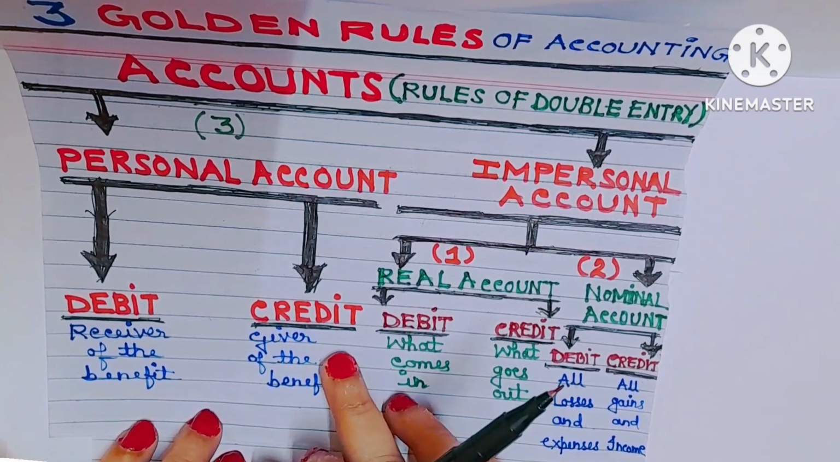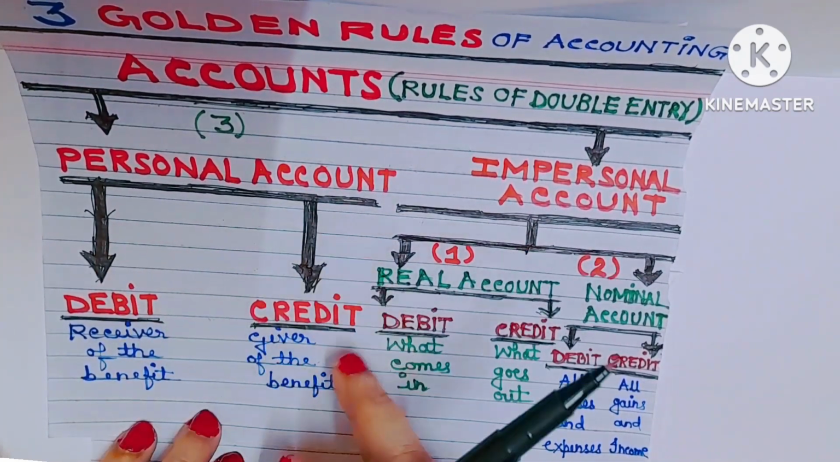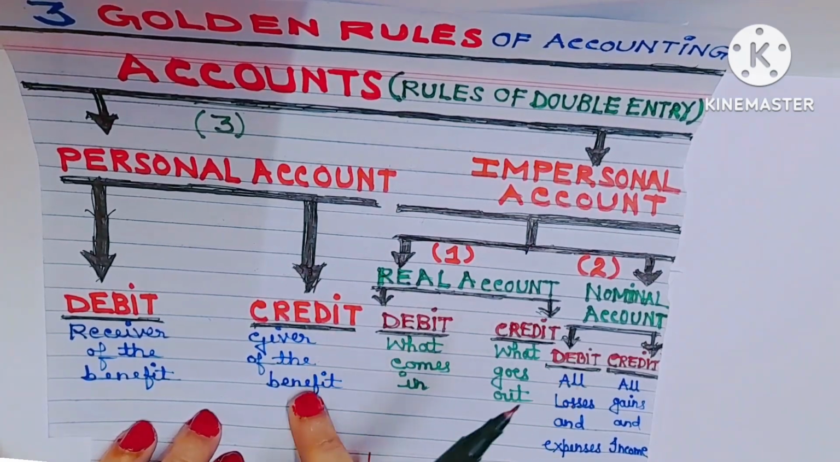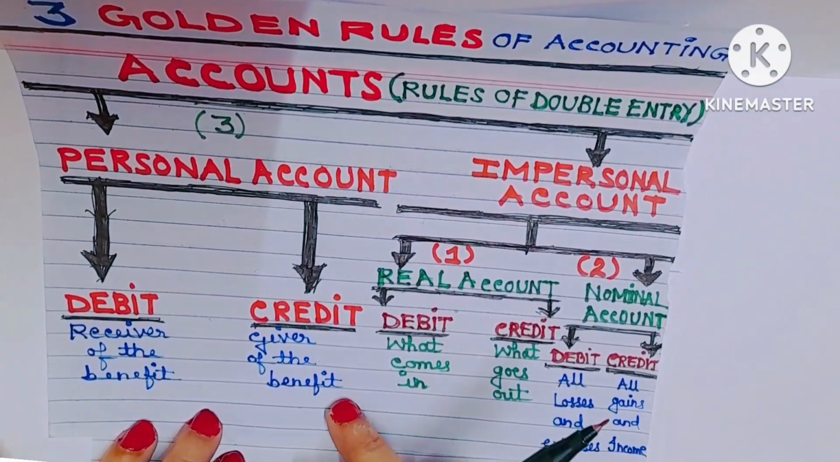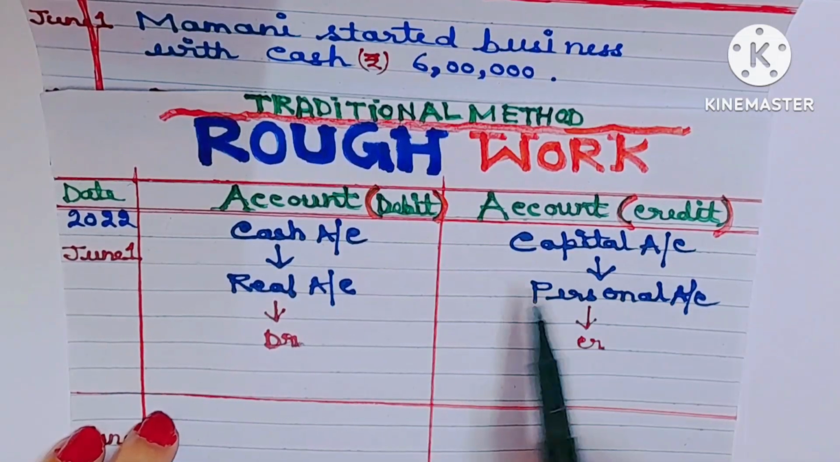So capital should be credited. See, according to the rule of personal account, credit the giver of the benefit. So capital account should be credited. Okay. Now what is capital?